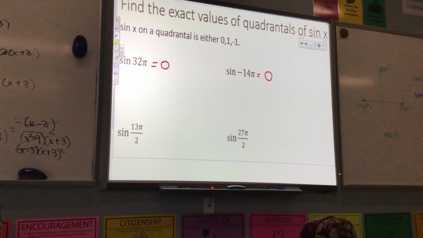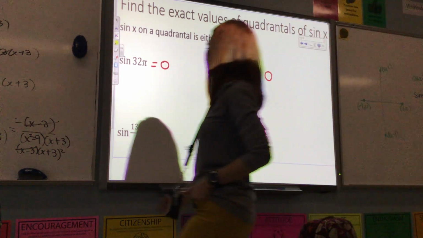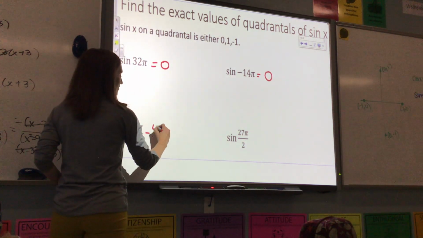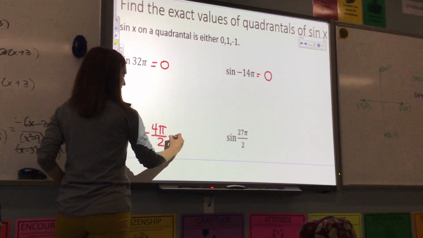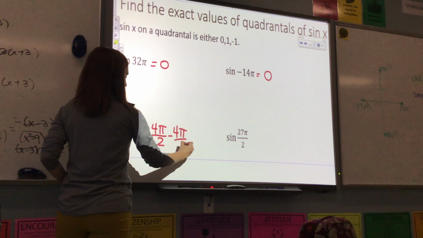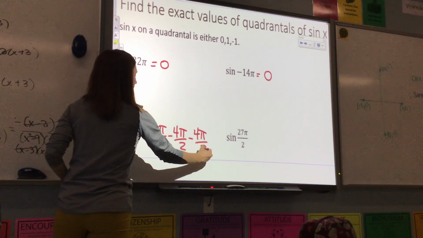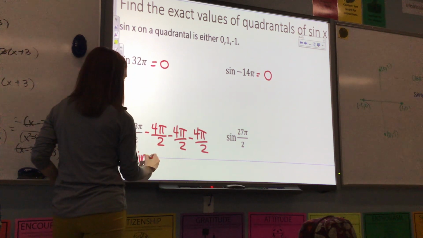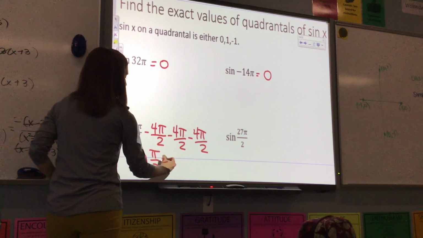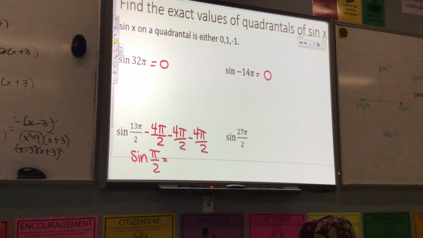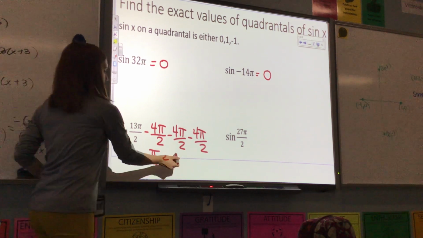Subtract what? 4 pi. Good. So we have to subtract in increments of 2 pi. So we have to find a coterminal here. How many 4 pi's? One more? So it's going to be minus 12 pi. So this is really the same as sine of pi over 2. Where was pi over 2 on my graph? Positive 1. Good. So my answer is 1.